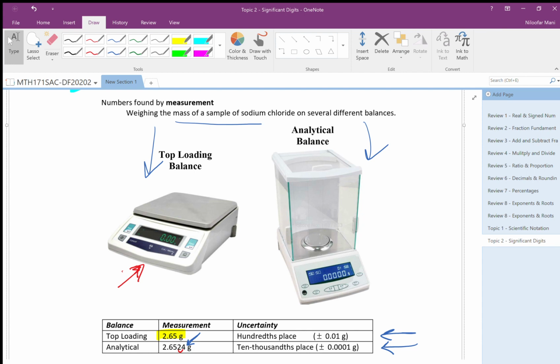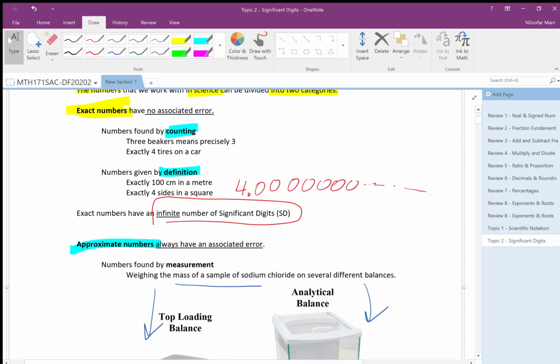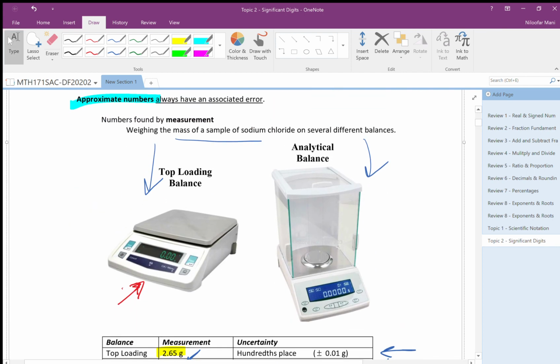Again, when I talk about numbers, if they come by counting or by definition, they are exact, and they have an infinite number of significant digits, which we will see the definition of later. But if I measure something, it really depends on the device and how accurate my device is, how precise my device is, and how it shows the digits.